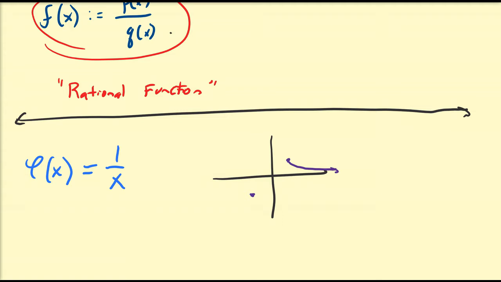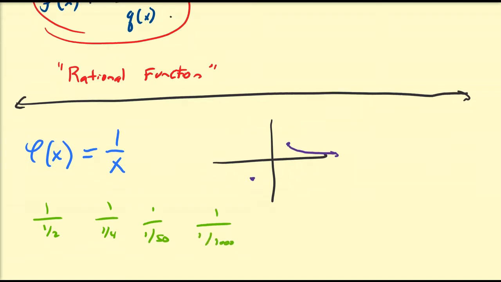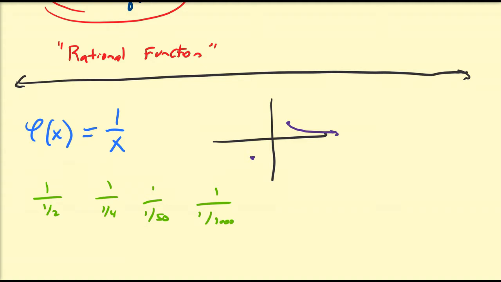Now, why is that so? If you do 1 over a half, 1 over a fourth, 1 over 1/50th, 1 over 1/1,000. What happens when x gets closer to 0 from the positive side? Well, 1 over something is just the reciprocal of that. So this is going to be 2, this is going to be 4, this is going to be 50, and this is going to be 1,000. So as x gets close to 0 from the positive side, the value of y gets arbitrarily large.